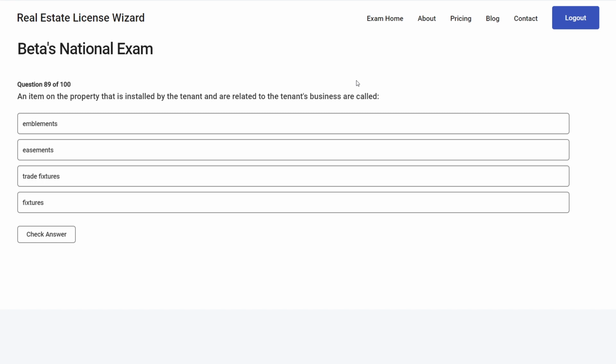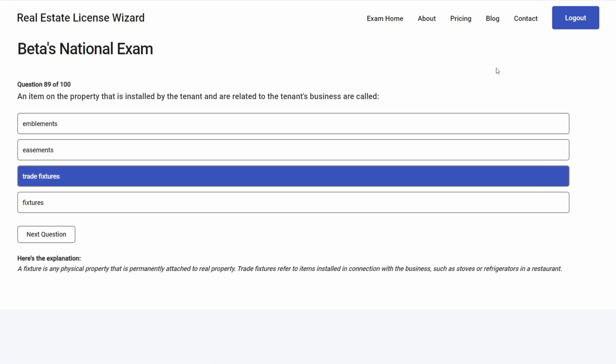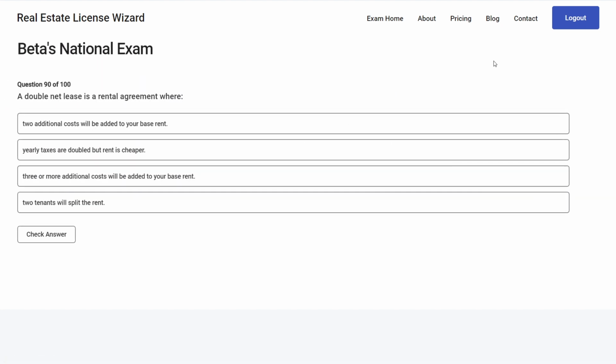Hopefully. The correct answer for this one is trade fixtures. That's right, trade fixtures. So now a fixture is a physical property that is permanently attached to a property. However, trade fixtures refer to items installed in connection with a business. So again, you see right here it says tenant's business. That would be a trade fixture. An example of that would be stoves or refrigerators in a restaurant. Get it? Great. All right, next question.